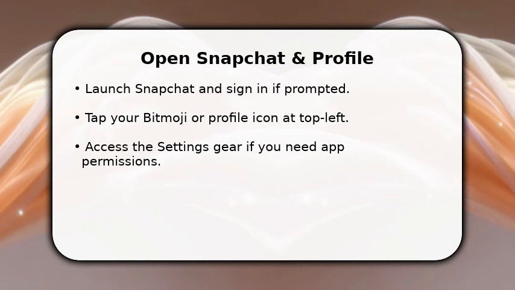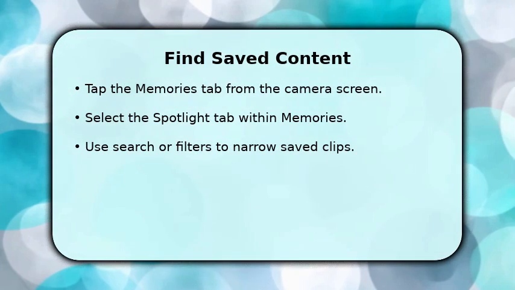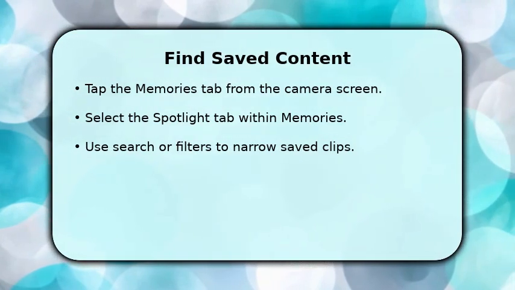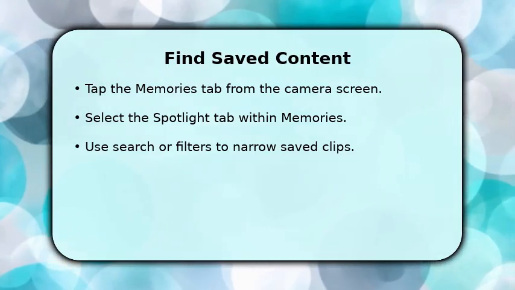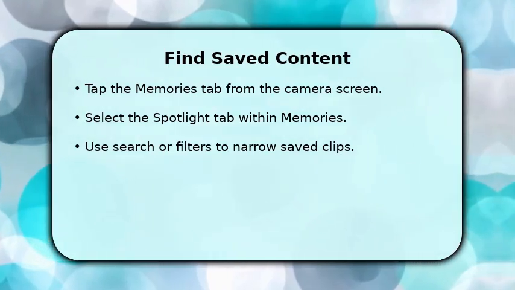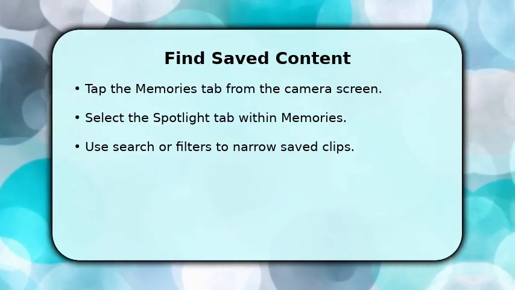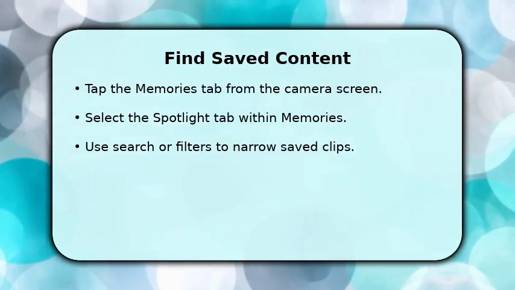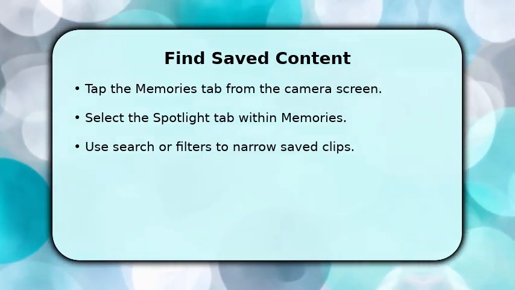You'll proceed by opening Memories from the camera screen. Memories aggregates your snaps, camera roll, and Spotlight saves. Once in Memories, switch to the Spotlight section so you see only Spotlight posts you saved. This separation helps you avoid confusion with regular snaps.